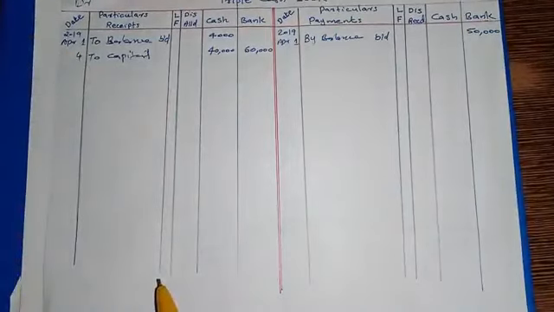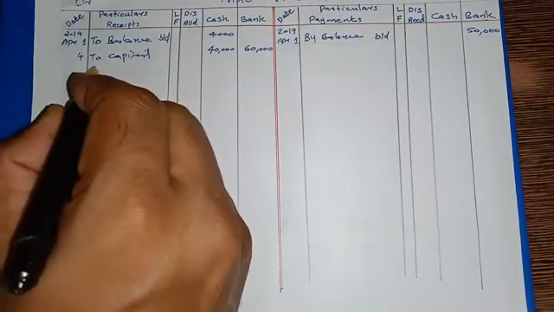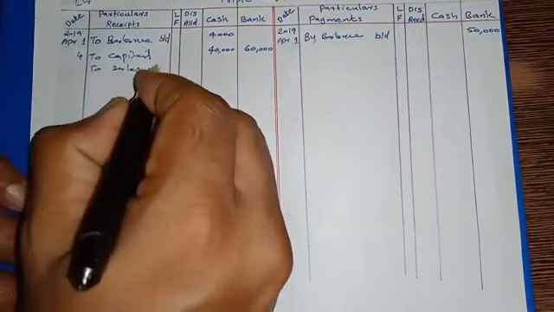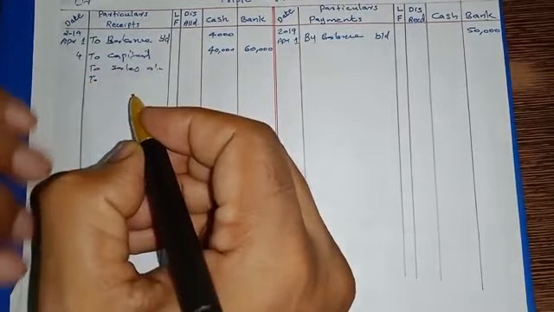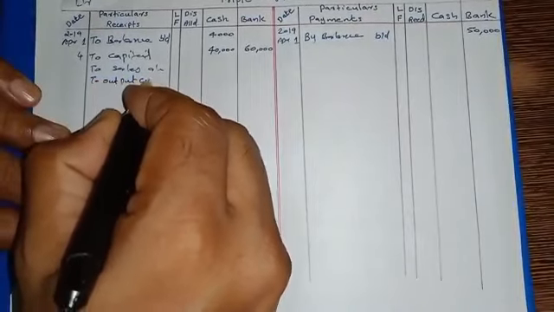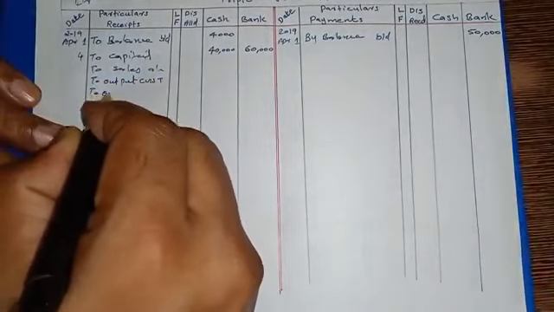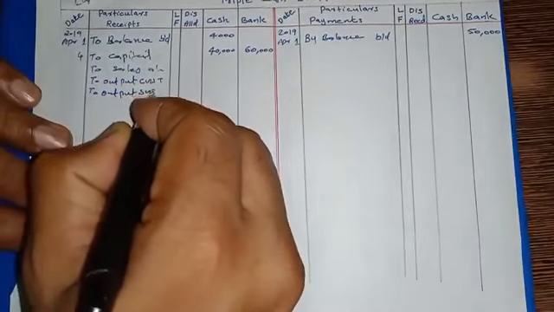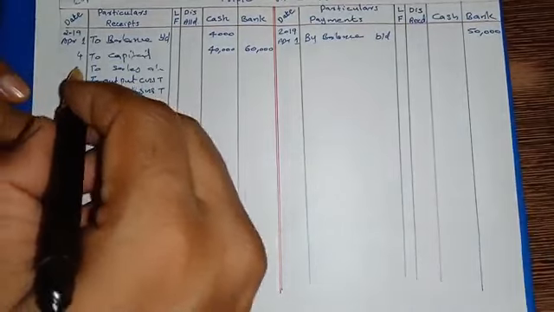Sold goods for cash 30,000 plus CGST and SGST at the rate of 6% each. So what will be the journal entry? Journal entry will be cash account debits to sales, to CGST, to SGST. That is the journal entry. That is why here to sales. Then whenever the CGST we are crediting, it will be output CGST, output SGST. Date of the transaction is 5.